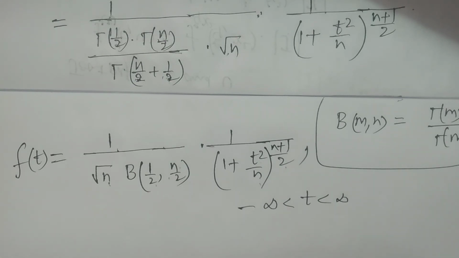So this is the derivation of the PDF, that is the probability density function, of Fisher's t distribution.